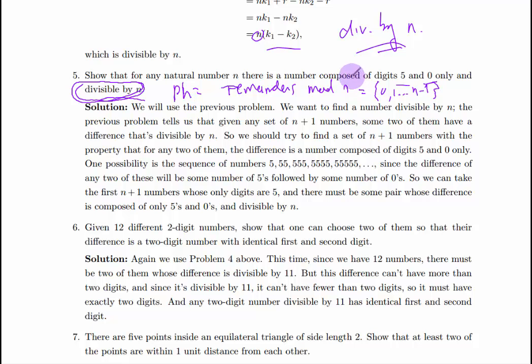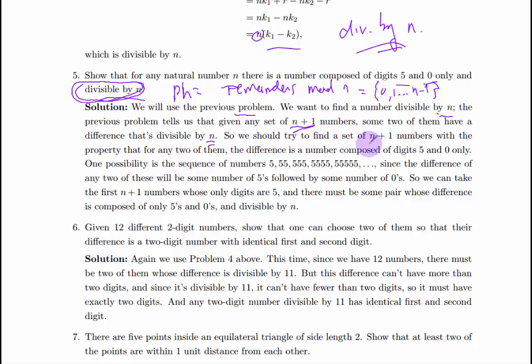Now the question is, what are my pigeons? Okay, so here's where the cleverness comes in. Let's just read his solution. He writes it out nicely here. Using the previous problem, we're going to find a number divisible by n. If we can find any set of n plus 1 numbers, some 2 of them will have a difference that's divisible by n.